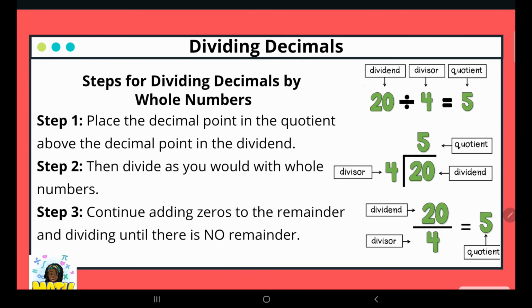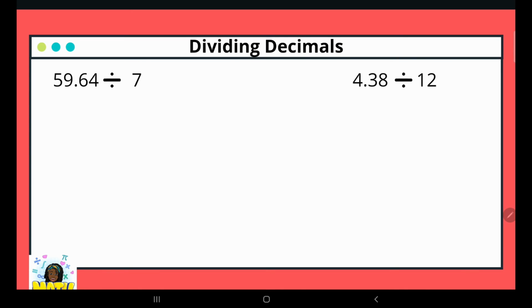So let's take a look at the steps. Place the decimal point in the quotient. You want to place it exactly above where the decimal point is in your dividend. Then divide as you would with whole numbers. Continue adding zeros to the remainder and dividing until there is no remainder left. Now let's see what this looks like.